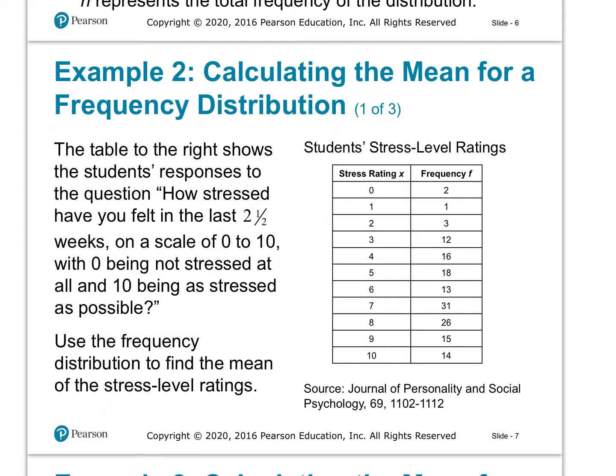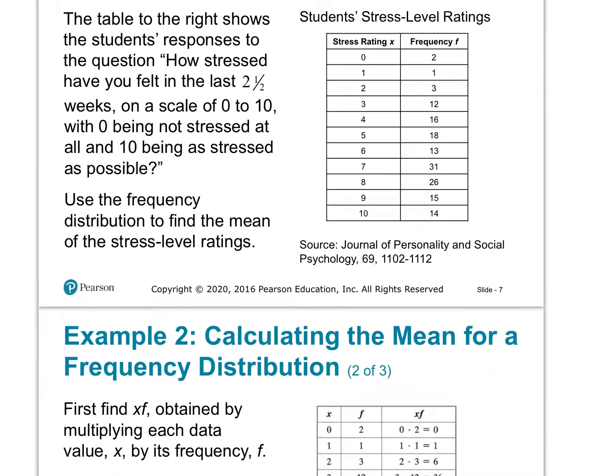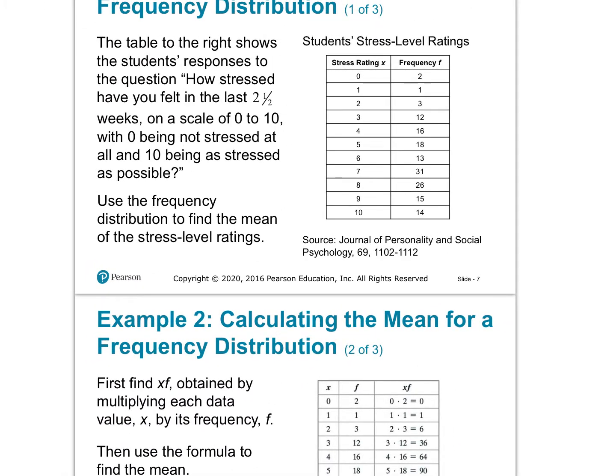All right, let's look at an example. It says, the table to the right shows the students' responses to the question, how stressed have you felt in the last 2.5 weeks on a scale of 0 to 10? With 0 being not stressed at all and 10 being as stressed as possible. Use the frequency distribution to find the mean of the stress level ratings. So we want to see how much we have in each section.